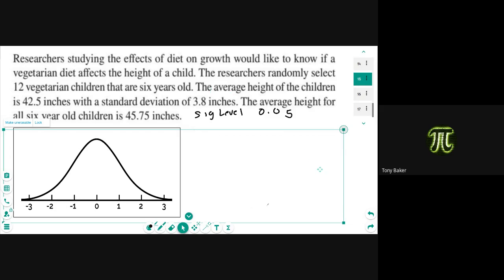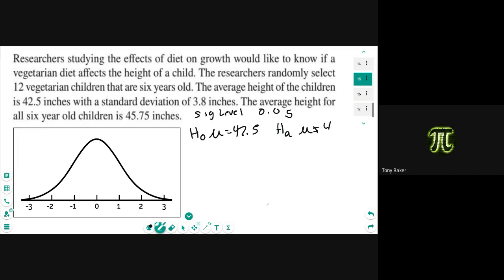All right, what's my null hypothesis? Yes. What's my alternate hypothesis? Because they're looking at does not affect, so either direction would affect it. Awesome.